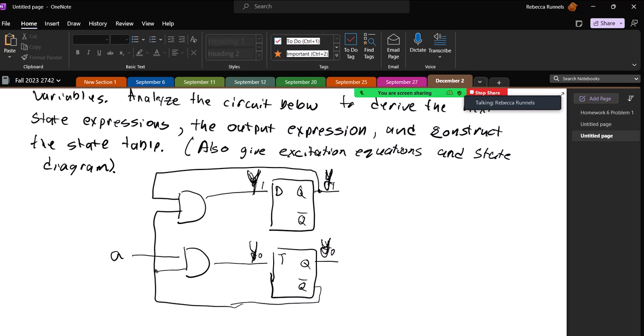And I have my output here, G. Okay, so first of all, this is a Moore type machine because it does not depend directly on the input. If I look at my output right here, G, see how it is depending only on the state. It's only depending on these variables right here directly. Of course, at some point along the line, A was important in determining what it was, but A is not a direct input into G. So this is a Moore type machine.